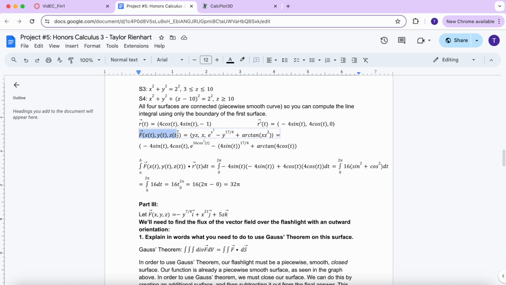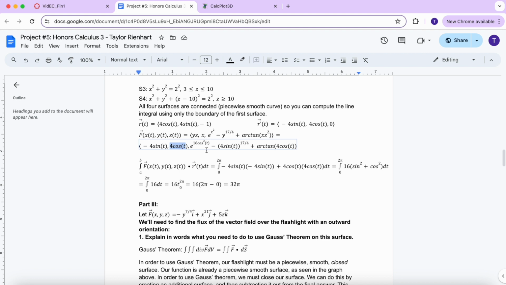Now we need to parameterize our original vector field, which we can do. Now remember, our original vector field is yz, x, e to the x squared minus y to the 17/4 plus arctangent of xz squared, all in the k direction. Now this is going to equal -1 times 4 sine t, which is y times z, which is -4 sine t, x in the j direction, which is simply 4 cosine t, as we see here.